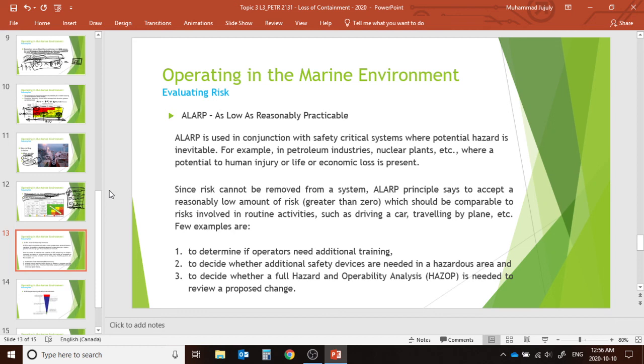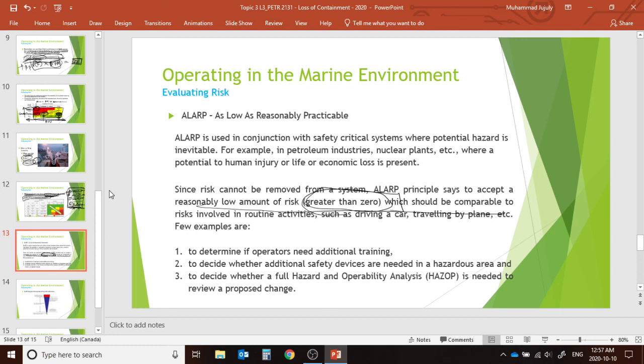Now, what is ALARP? ALARP is used in conjunction with safety critical systems where potential hazard is inevitable. For example, petroleum industries and nuclear plants, everywhere we can have potential human injury, loss of life or economic loss, but we cannot remove the system. We cannot remove the risk from the system at all. But ALARP says to accept a reasonably low amount of risk, which is greater than zero, of course. There is risk everywhere, but it should be very reasonable.